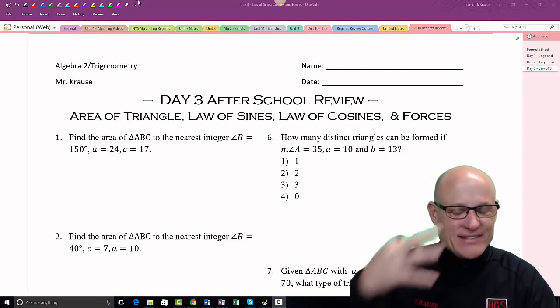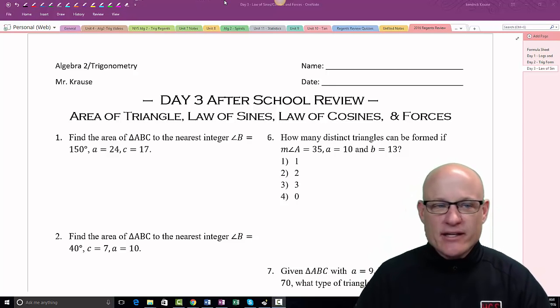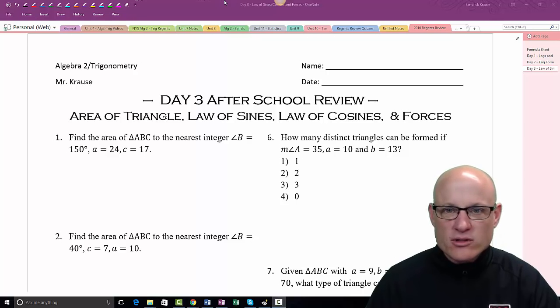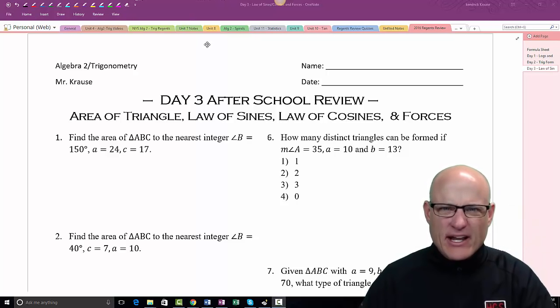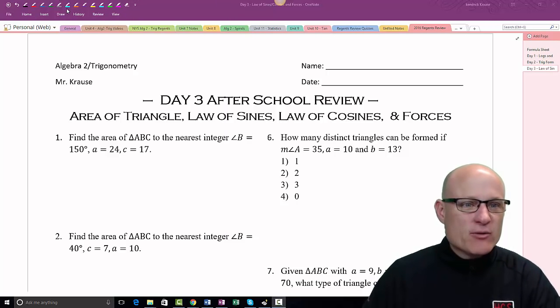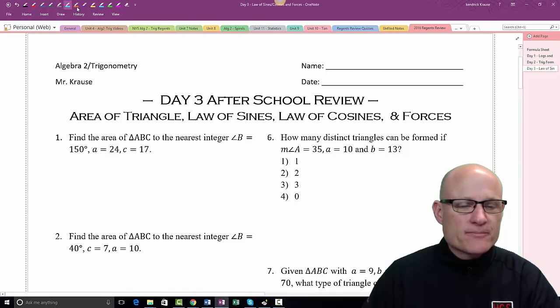Day tres, day three, day dry. I don't know any others. I know Spanish. I know German. That's about it. We teach Italian in our school, but I don't know what that is.